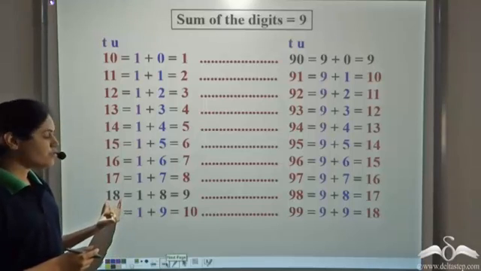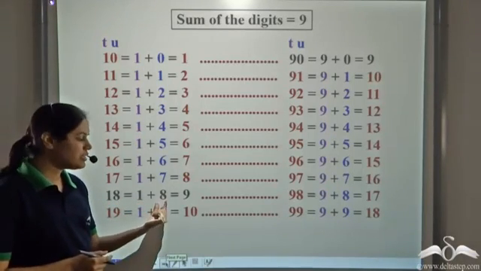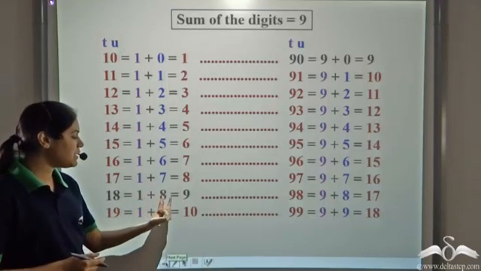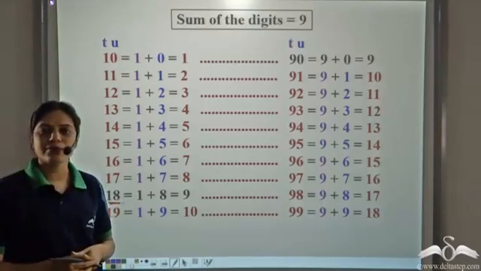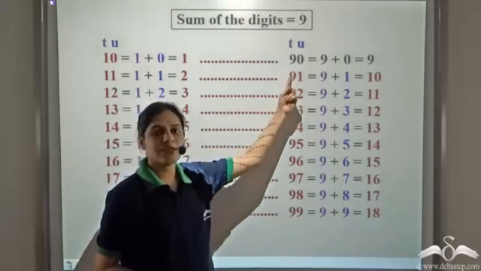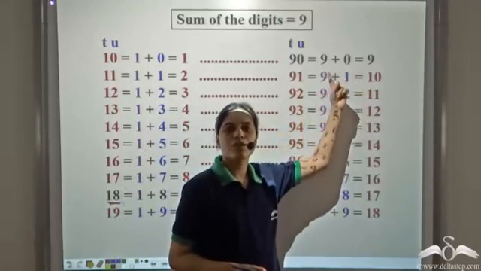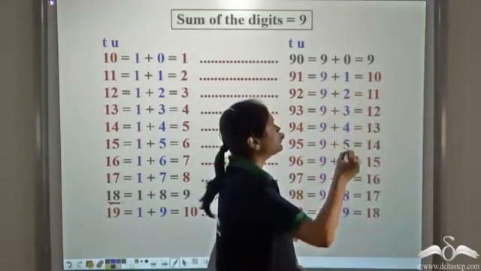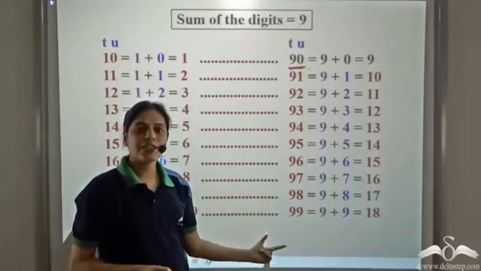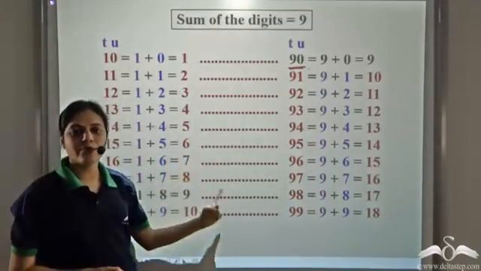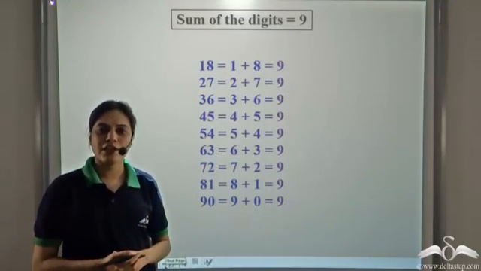So, if you take 18 as the number, the tens digit is 1, units digit is 8, and 1 plus 8 is equal to 9. So, 18 could be a number. If you consider 90, tens digit is 9, units digit is 0. So, the sum of the digits is 9. So, 90 could be a number. So, calculating the sum of the digits for 90 numbers in this manner, you get these as the possible values.